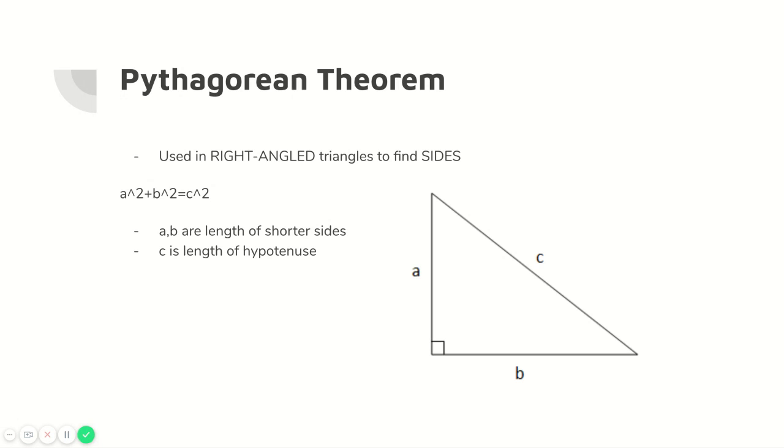So what is the Pythagorean theorem? Well, as I said before, it's used in right angle triangles to find sides. And the formula you use is a squared plus b squared equals c squared. As you can see from this diagram, a, b, and c are sides of the triangle. It's important to note that c has to be the hypotenuse, which is the longest side, and a and b are going to be the two shorter sides.